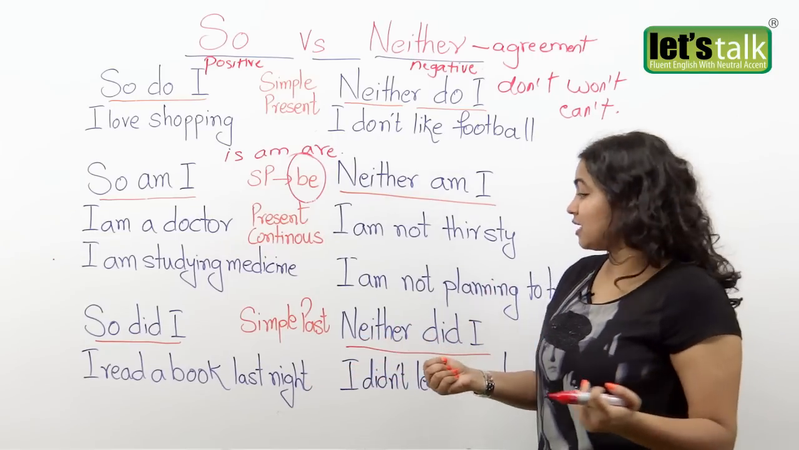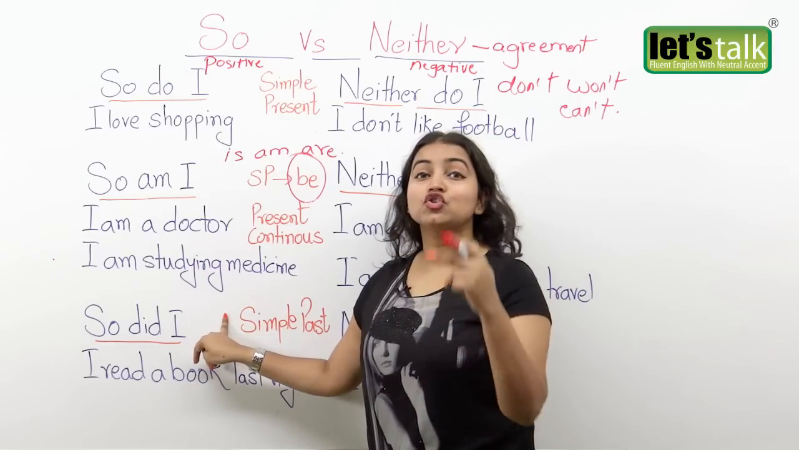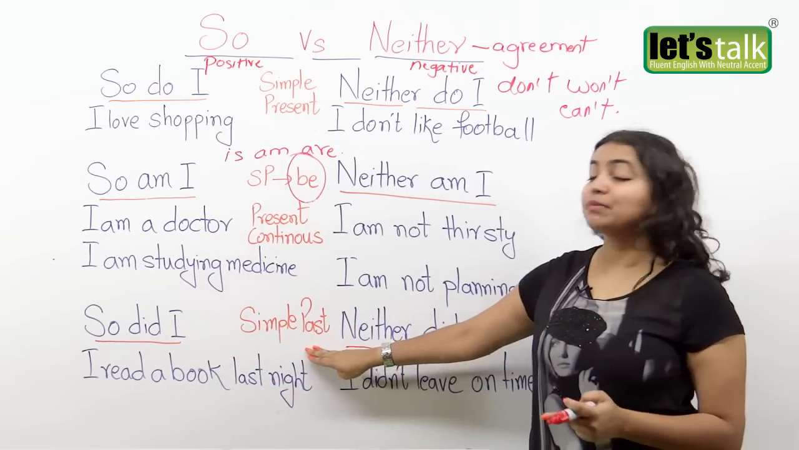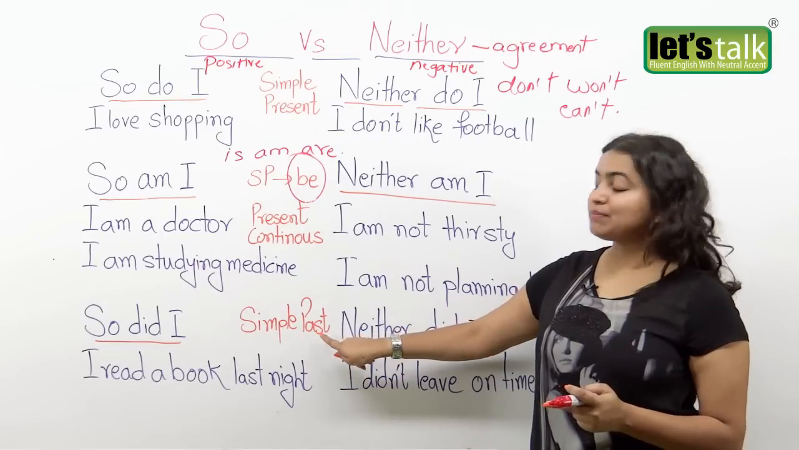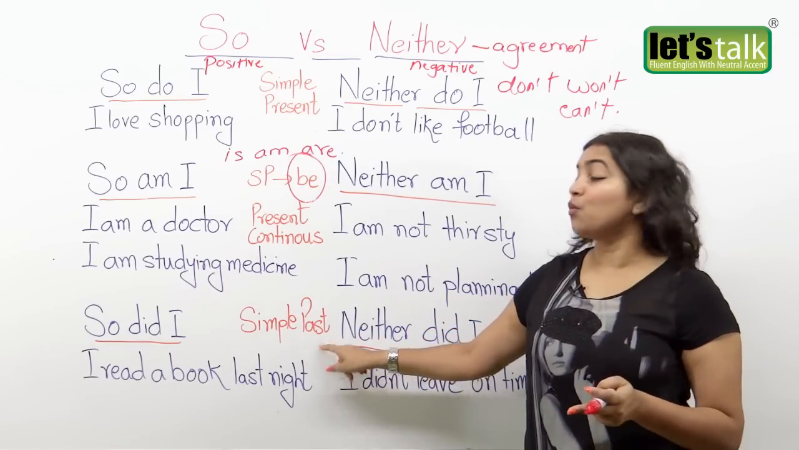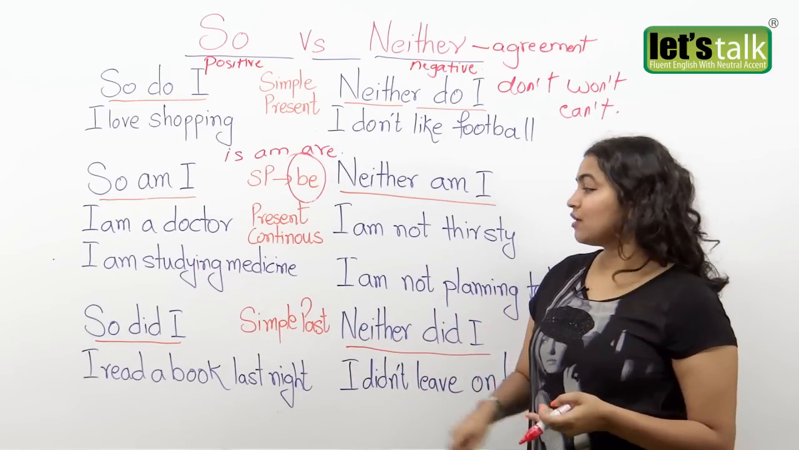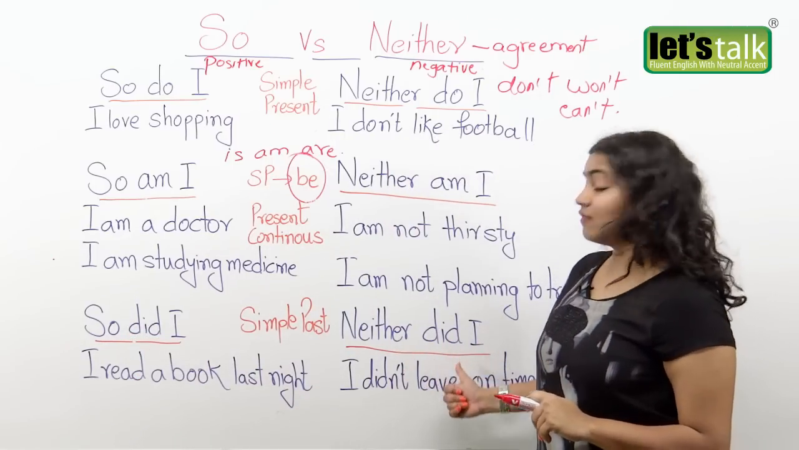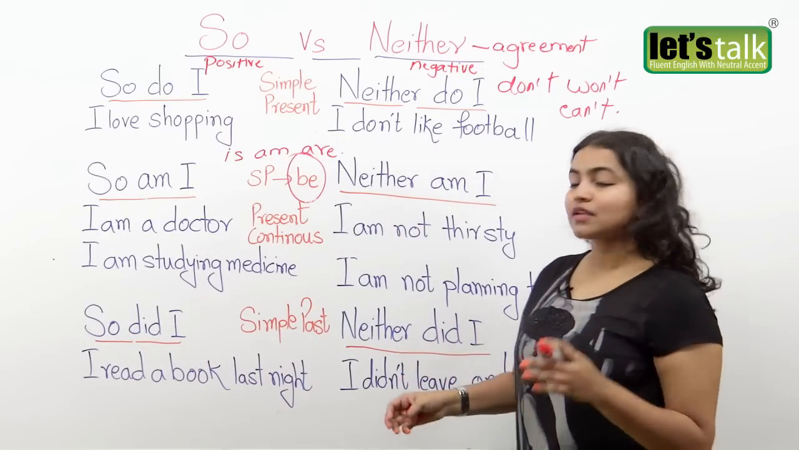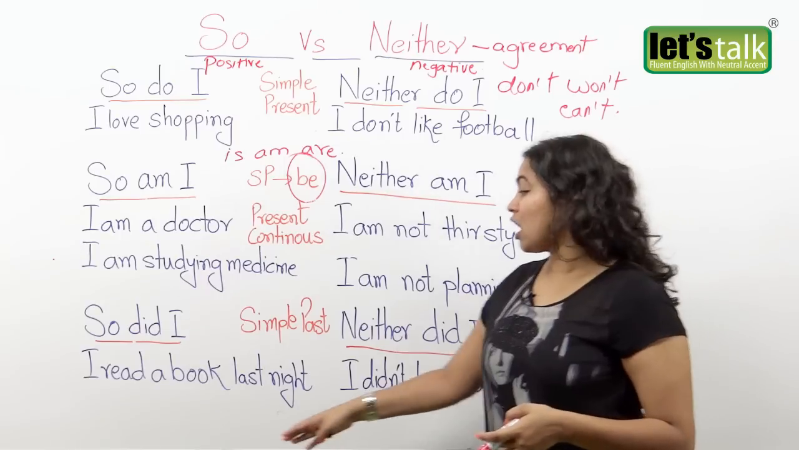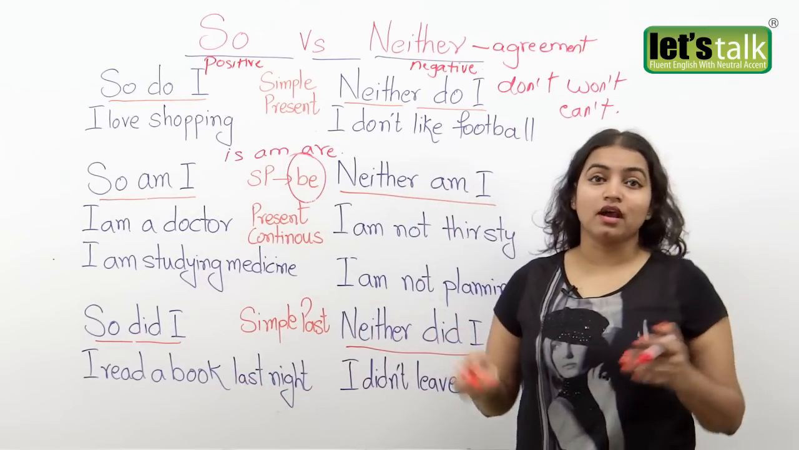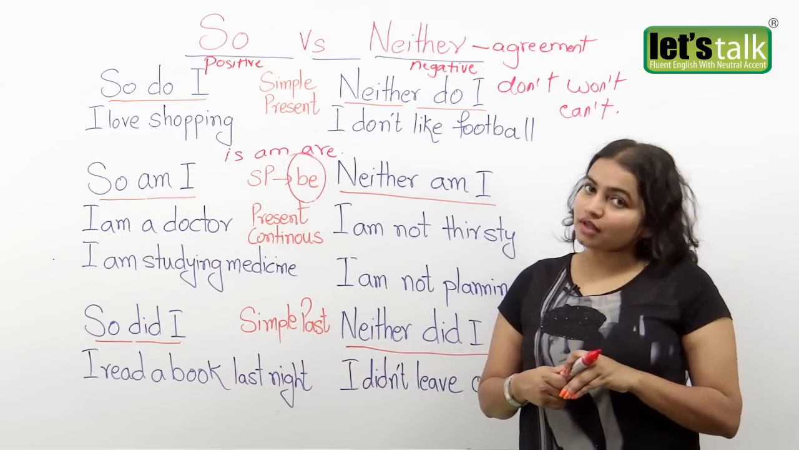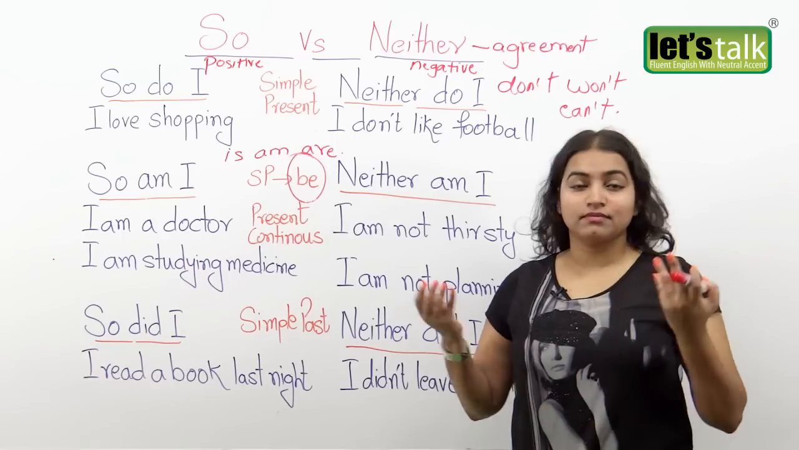Okay. Now, the third way of using the words so and neither, whether you are agreeing to a positive or a negative sentence, is when statements told to you are in the simple past. So when you respond to a statement which is in the simple past tense, you will use the statements so did I, or neither did I. For example, a simple past statement like I read a book last night, so did I. I ate ice cream, so did I. I played football, so did I.